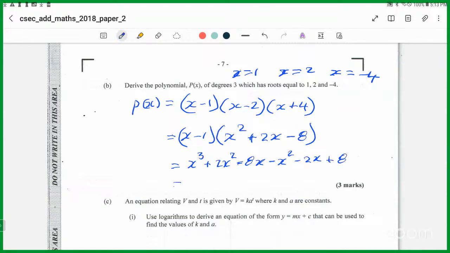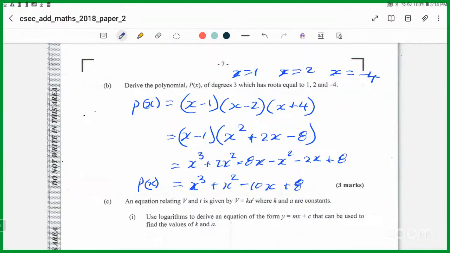Then we consolidate the values. That's the only cube term there, x cubed. The squared terms are this one and this one: 2x squared minus x squared is 1x squared, or just x squared. The terms in x are these two: minus 8x and minus 2x give negative 10x. And this is the only constant, plus 8. That is the answer right there: P of x as a polynomial of order 3. Are you good with that? Right, okay? Hello? Sure.